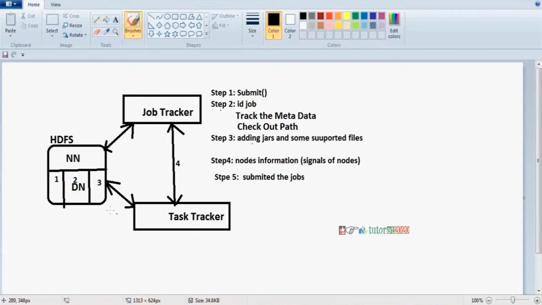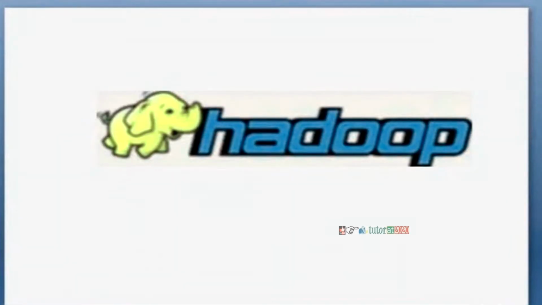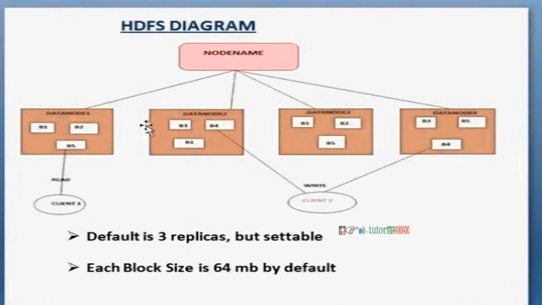Step 4, which nodes are healthy, which nodes are unhealthy. See, for example, at first storage time, we are storing our data into multiple data nodes. At the same time, the replication also happens on multiple data nodes. Block 1 is there on one data node. The same block is there on another data node also.